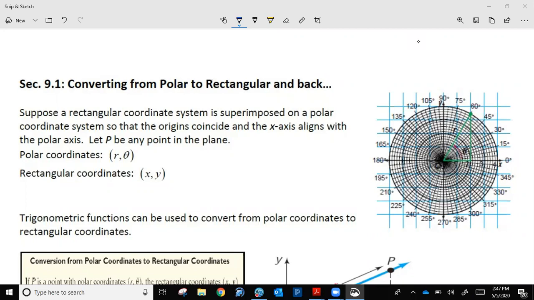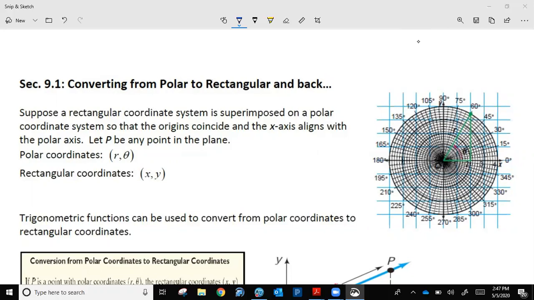Today, we're going to continue in Section 9.1, working with our new polar coordinate system, but discuss how can we turn a polar coordinate problem into our more traditional rectangular coordinates, or vice versa? How do we turn rectangular into polar?